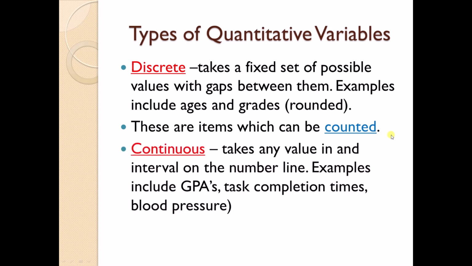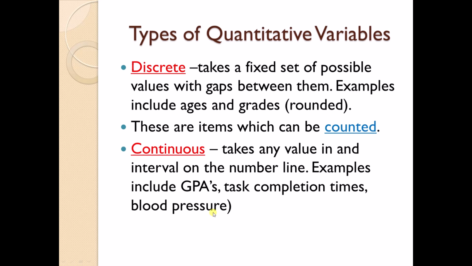Continuous, picture that number line again, and I'm not restricted to just the whole number values now. I can put any kind of measurement anywhere on that number line. So, for example, GPAs, if they're unrounded, because we could get a tie for valedictorian, in which case they go to the next decimal place to break the tie. Task completion time. If I'm timing something, that stopwatch can stop anywhere. It's not going to necessarily stop at 8 seconds. It might be 8.8 seconds.